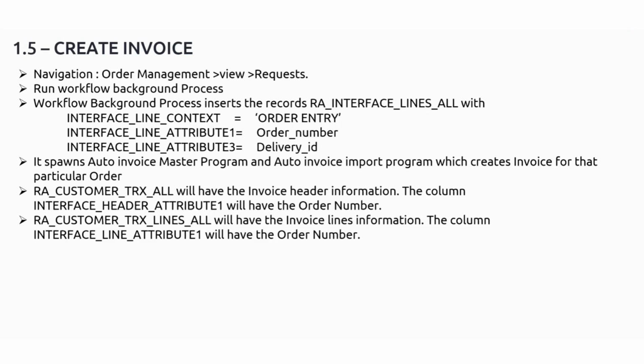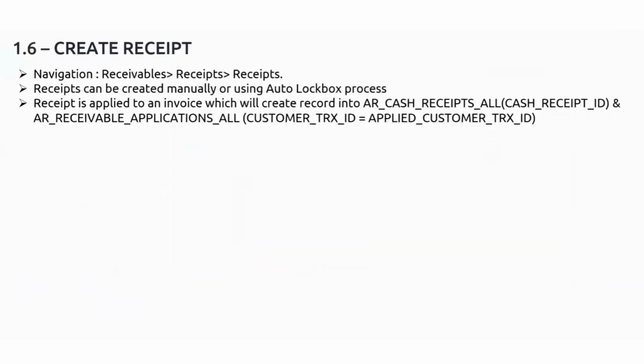Okay, so you can run the auto invoice master program based on those parameters, and it will pick up those records based on whatever parameters you have passed. Receipt is basically, once you receive the payment, you are just creating the receipt to record that we have received this much payment.